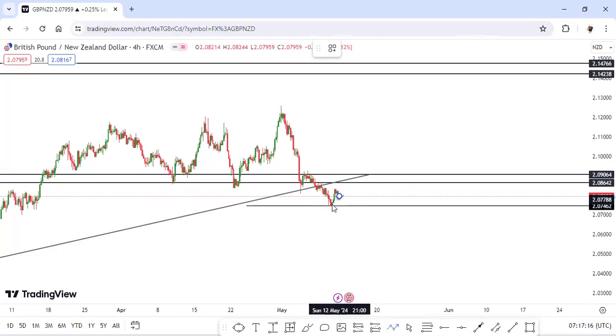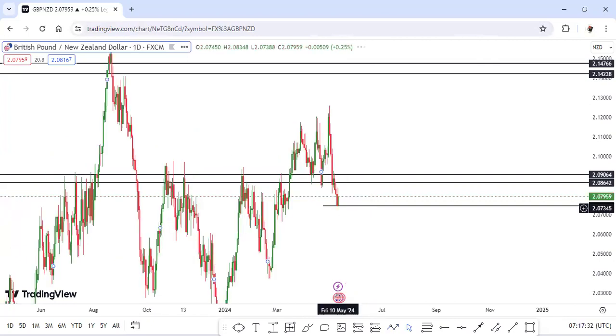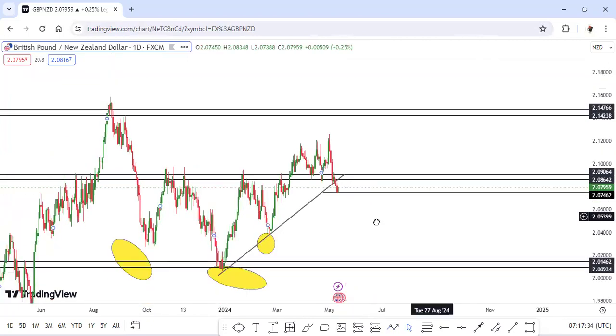If the market can come here and close below here with a 4-hour candle close, that will be a nice setup for me. Then I cannot wait for any sort of pullback to opt in for a sell. So that is what I will be waiting for on GBPNZD for the week, as the week opens.